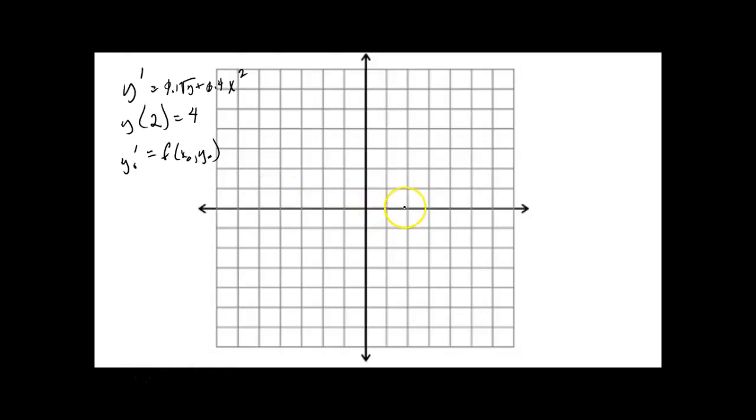So y of 2, when x is 2, y is 4. There we are. There's your initial value. Now that's a nonlinear, obviously, differential equation because of that square root of y in there. First order, however, non-separable.